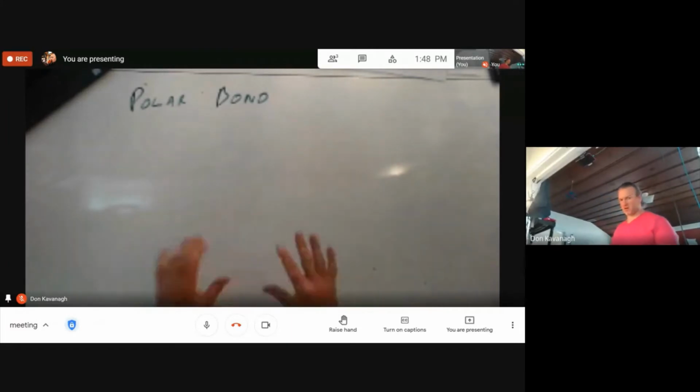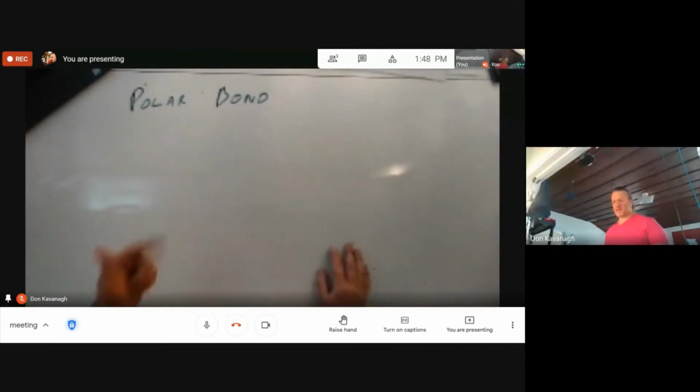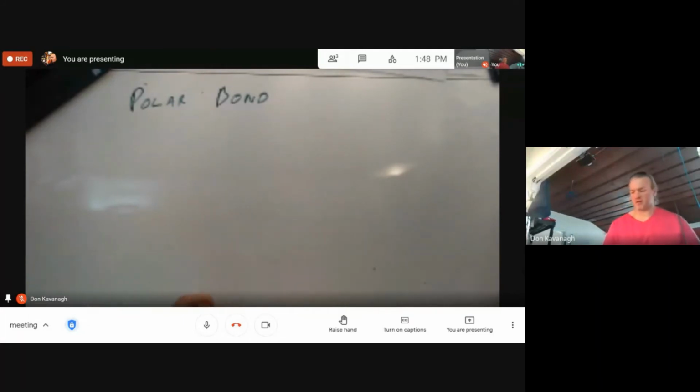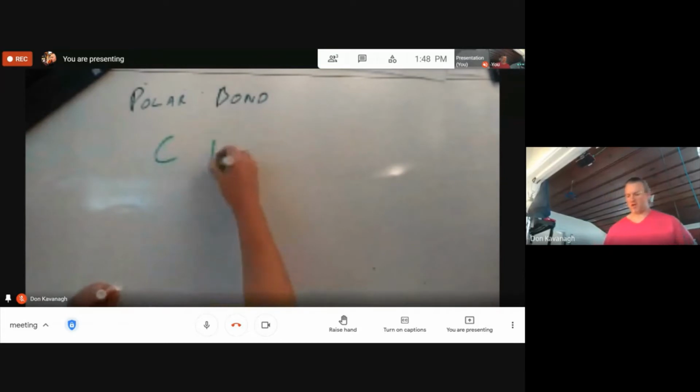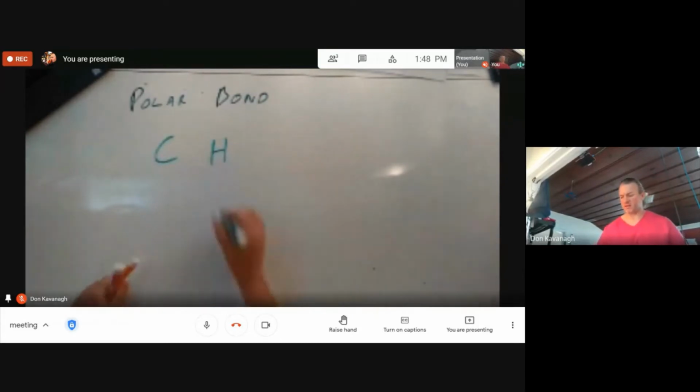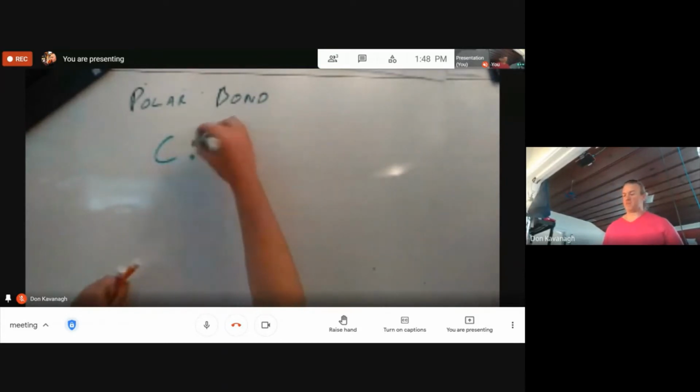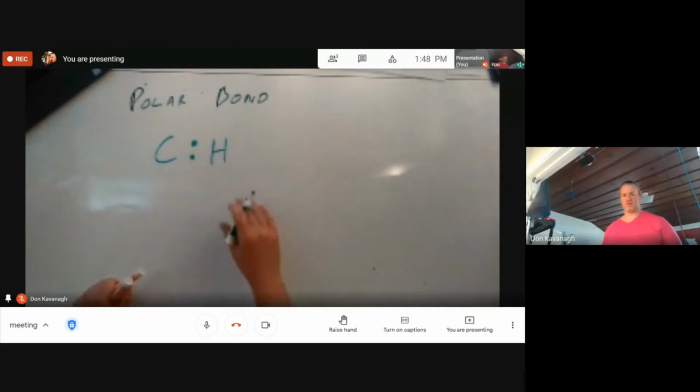Polar bonds are covalent bonds and they are weaker. Here are some pictures to help determine this. This is an example of a very strong bond and a very nonpolar bond, a carbon-hydrogen bond. This is an example of a polar bond, a weaker bond between carbon and another atom here.